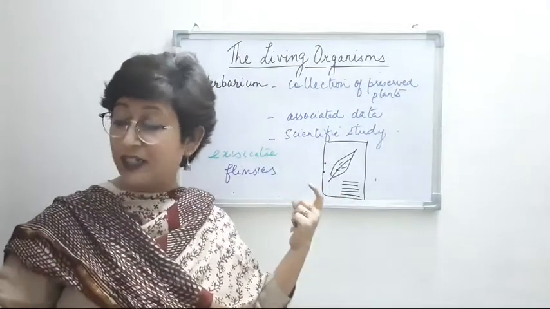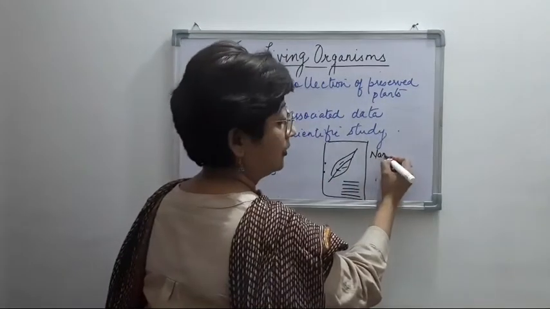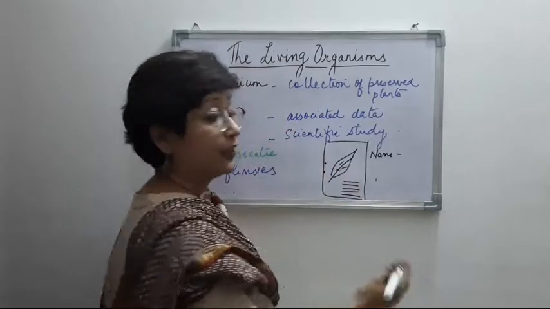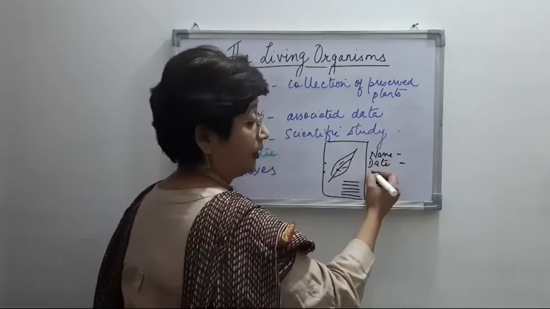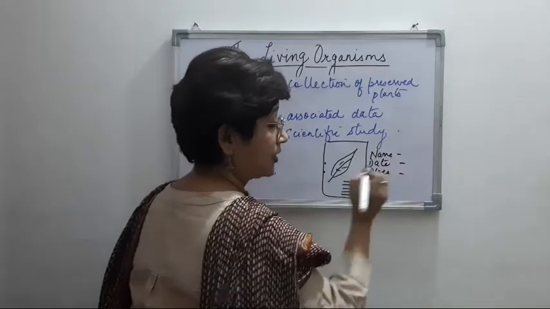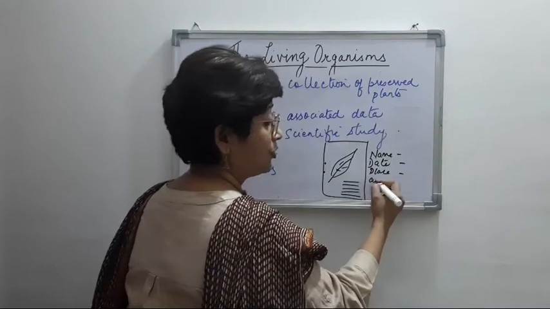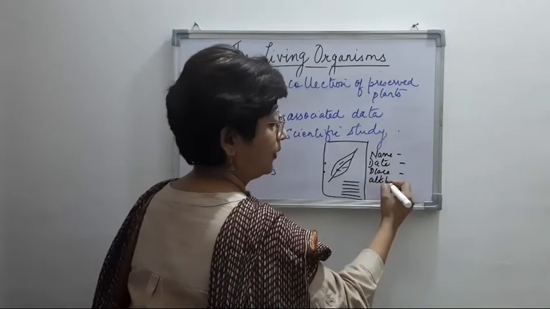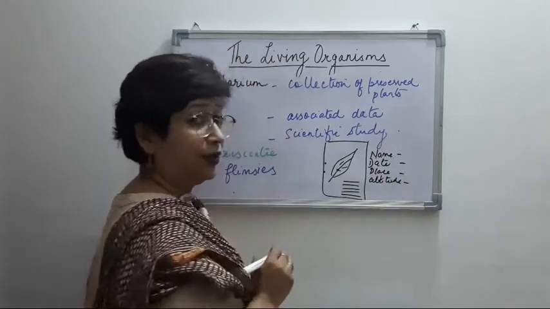Now what are the details that have to be written? The name of the collector, the person who has collected it, right? The date on which it is collected, the place from where it is collected, right? And at what altitude was this plant, the habitat, etc. All that is mentioned over here, right?